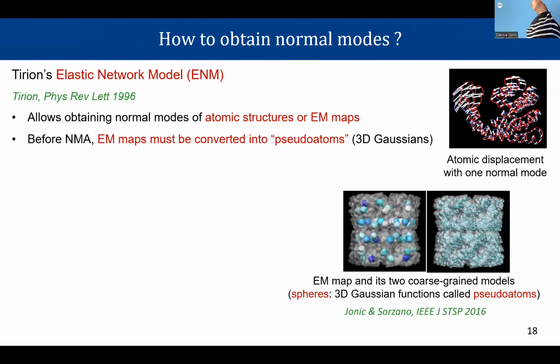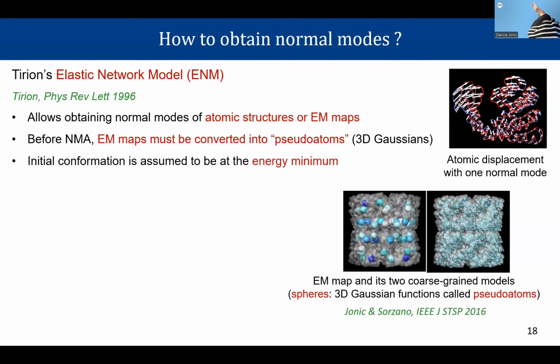But now if you don't have an atomic structure, but you have an EM map, then you can represent it with Gaussian functions. They are here given by spheres, but imagine those are 3D Gaussian functions. So you have centers of the Gaussian functions that act as atoms, and you can move this cloud of points. This is what we call pseudo atoms.